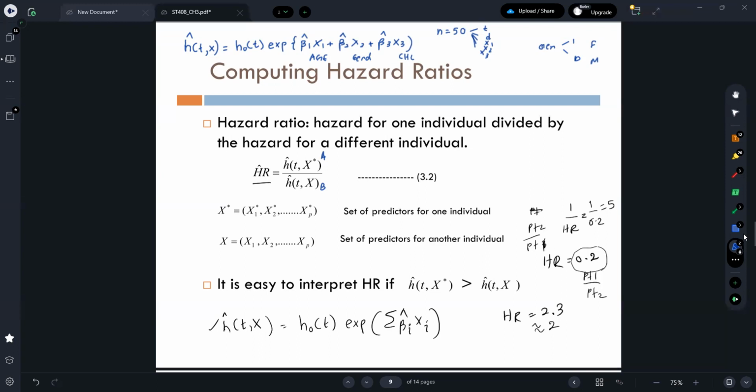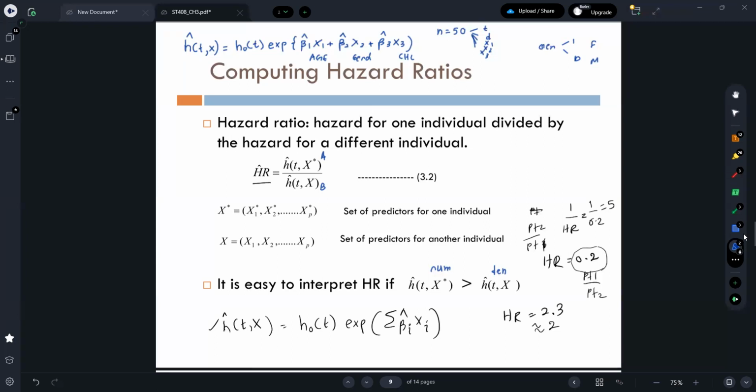If this h hat(t, x star), that means the one at the top, the numerator, is bigger than the denominator value, you will get a number greater than 1, right? And this is the division. So it's like 5 divided by 3 or something, right? So usually it's easy to interpret the hazard ratio when you have a value greater than 1, right? So if you get, say, 2.78, you can say patient A has approximately 3 times hazard compared to patient B, likewise. But if you get a decimal value, that is when the numerator value is smaller than the denominator value.